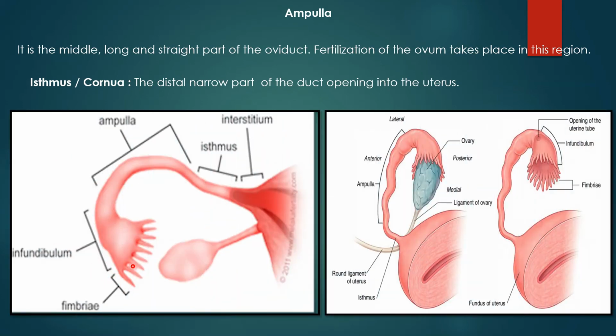Look at this part. So this was the fimbriae, part of the fallopian tube, oviduct. This is the infundibulum. This part is the ampulla. It is present in the middle, long and straight. And always remember, the fertilization will always take place in the ampulla. It means the sperm has to travel the entire reproductive tract and it has to reach this ampulla. And here is the site of fertilization.